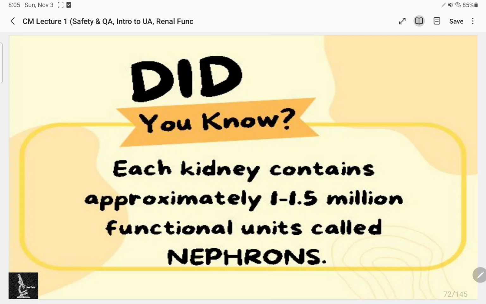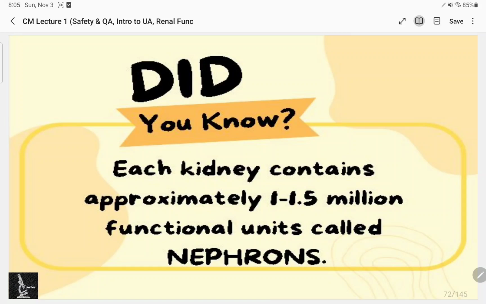Cortical nephrons make up approximately 85% of the total nephrons per kidney. The word cortical means it is in the cortex, near the surface. Their primary function is to remove waste products and reabsorb nutrients. So, remove waste, reabsorb nutrients. What about juxtamedullary nephrons?